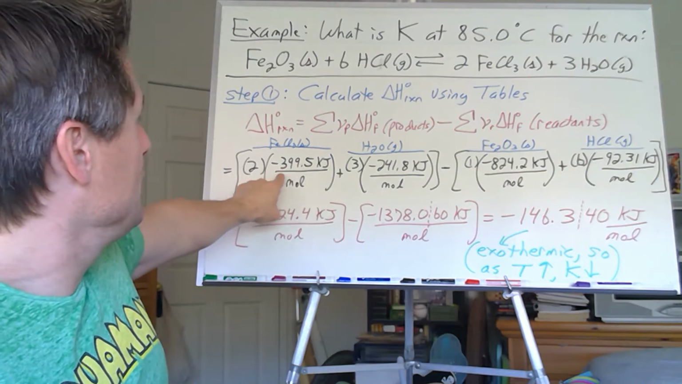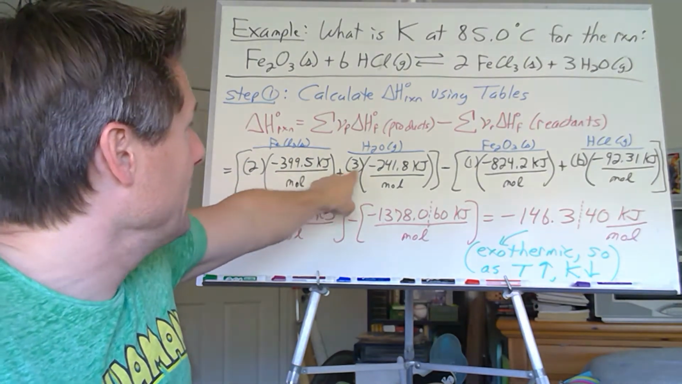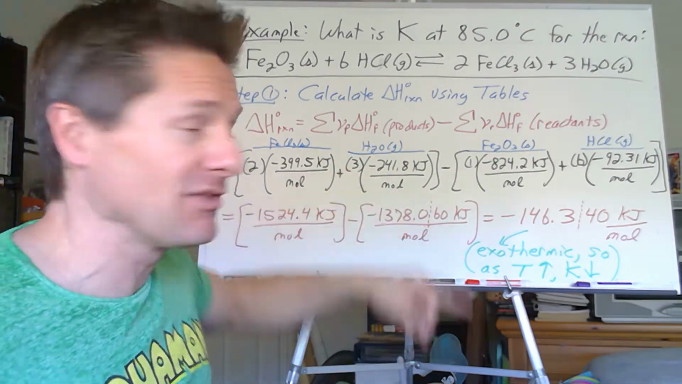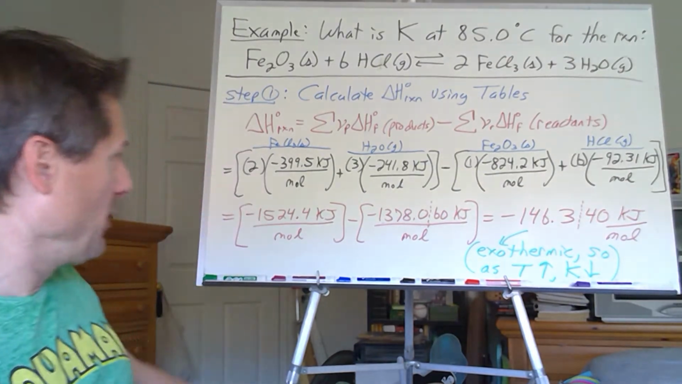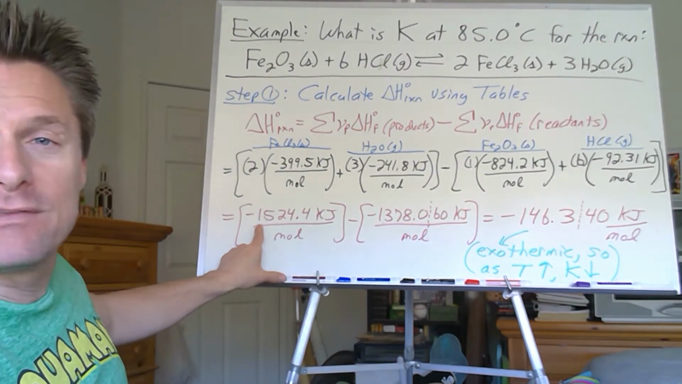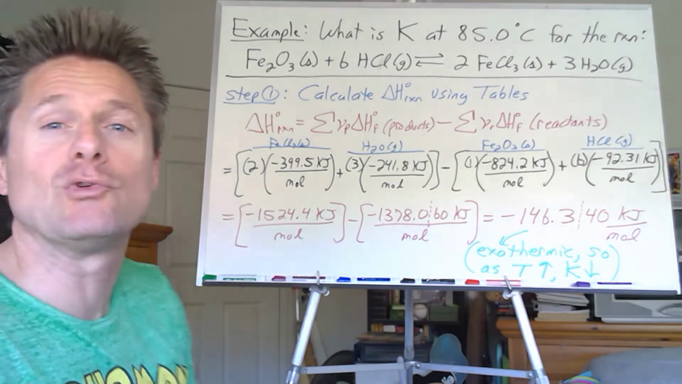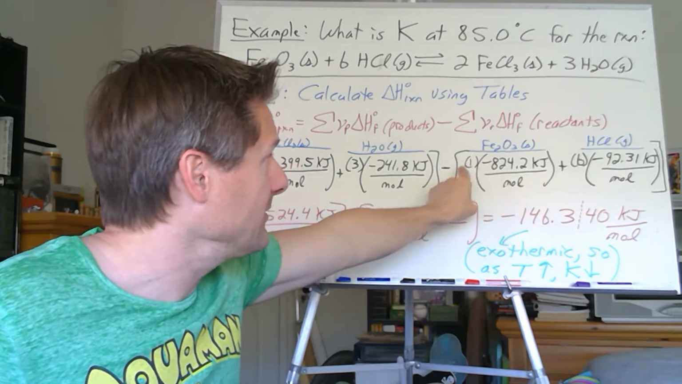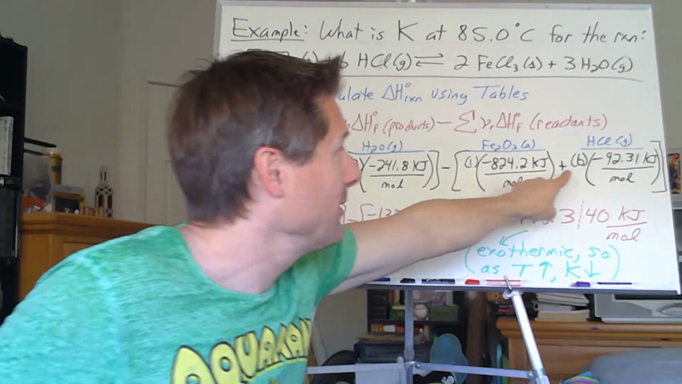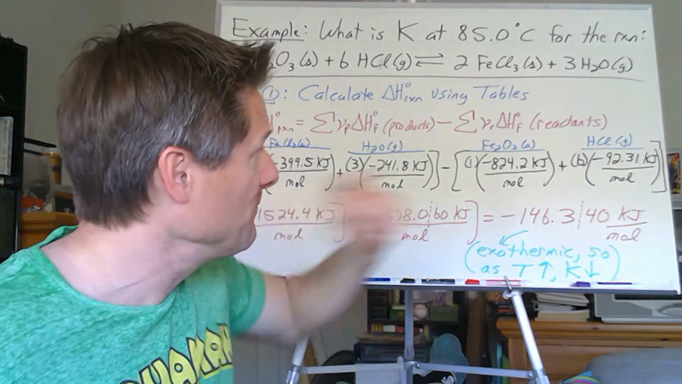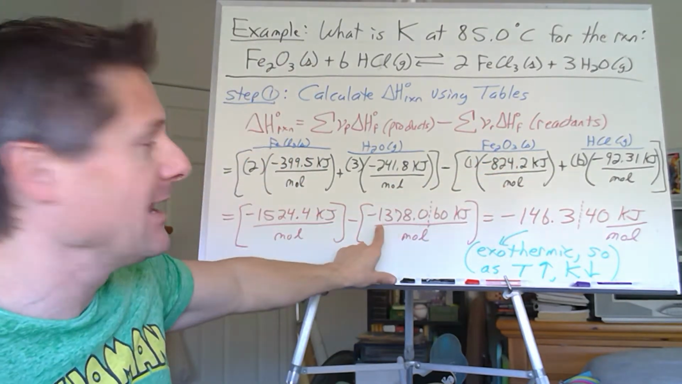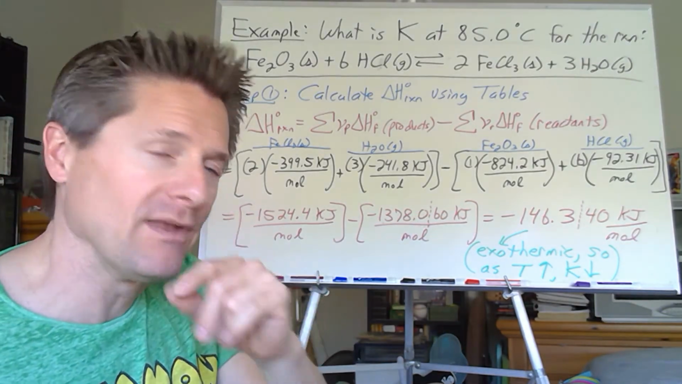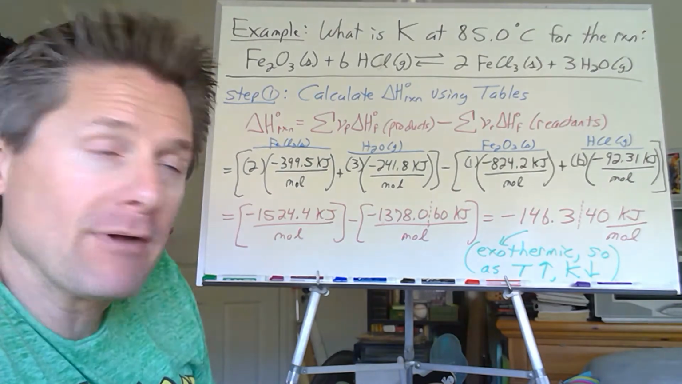All right, so let's take 2 times negative 399.5 plus 3 times negative 241.8. This is essentially an addition problem because these 2s and 3s are exact, so we're limited by decimal places. To 1 decimal place, I get negative 1,524.4 kilojoules per mole. That's the total summation of our products, our final state. Let's do the same thing for our reactants: 1 times negative 824.2 plus 6 times negative 92.31. Limited to 1 decimal place, we get negative 1,378.0 kilojoules per mole. That's our reactants' sum.